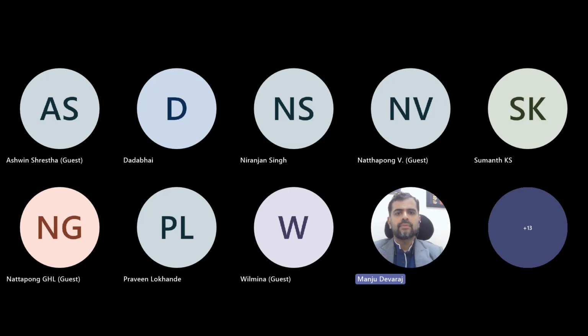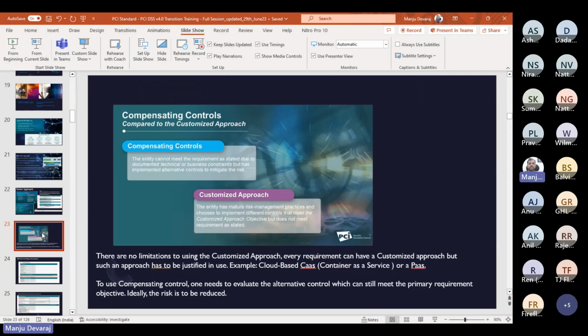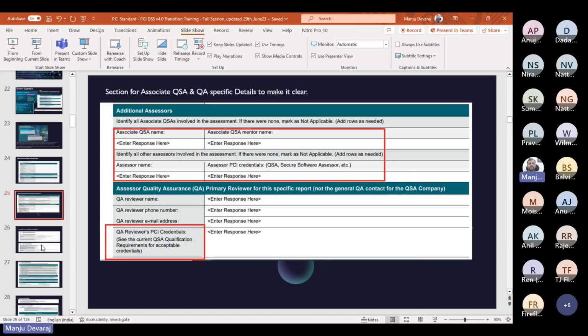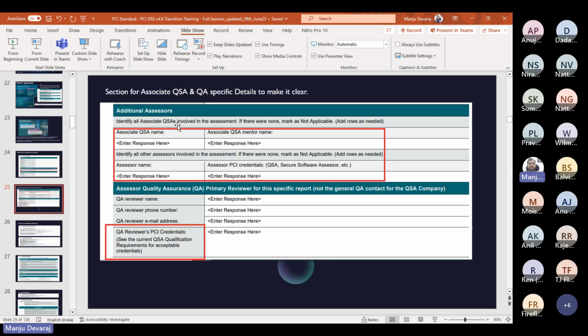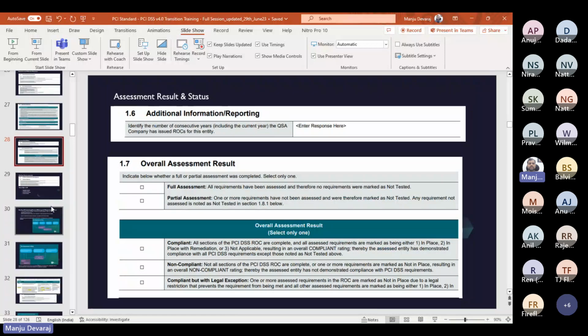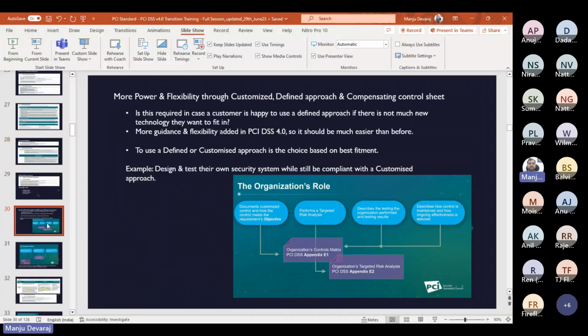Compliance, ROC, and the new available option in terms of customized approach, moving from the defined to the customized approach. And compensating controls, we did speak about certain changes on the template, an additional requirement for assessors to fill certain details around the QA. We did speak about the signature requirement for more accountability, and evidence retention.